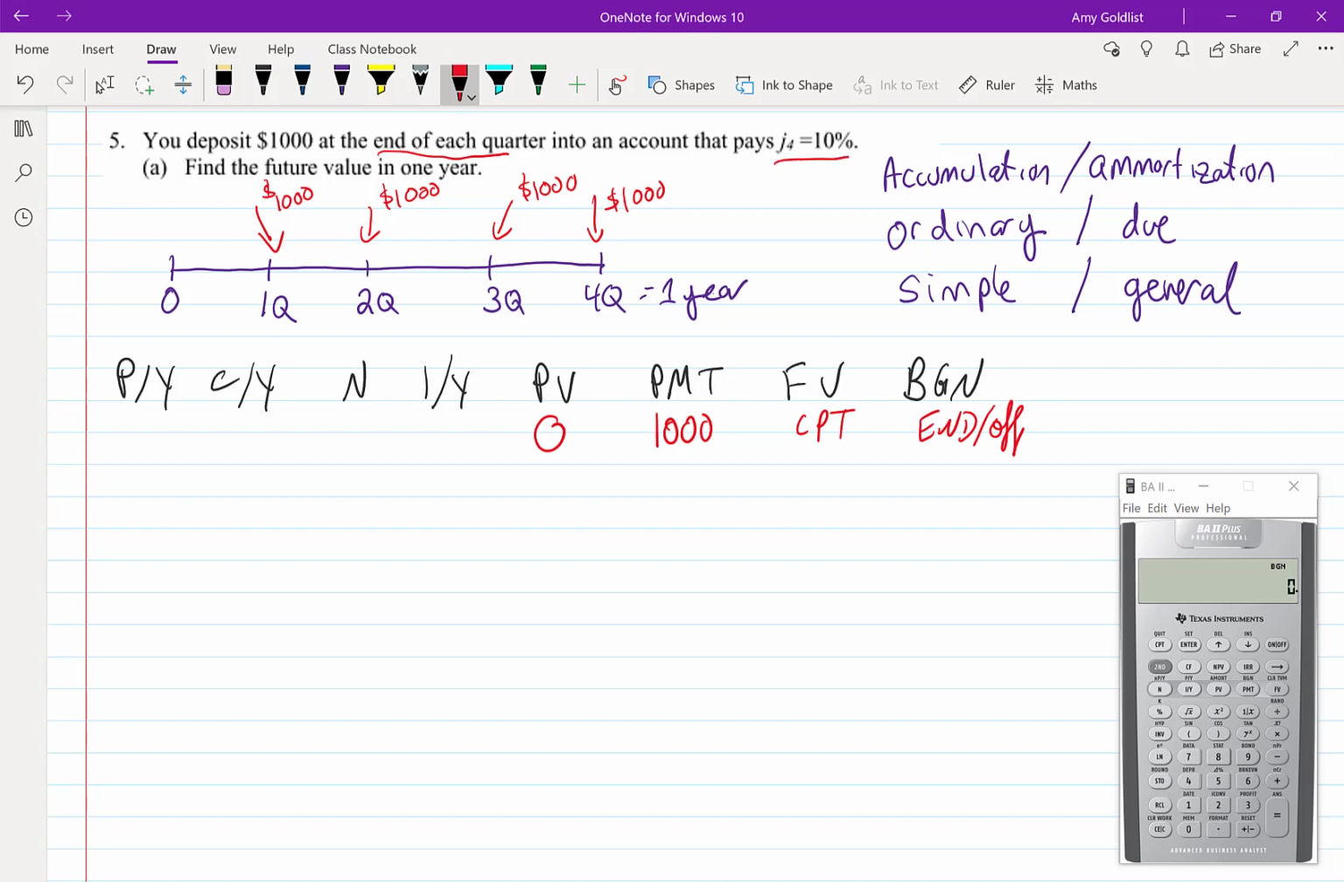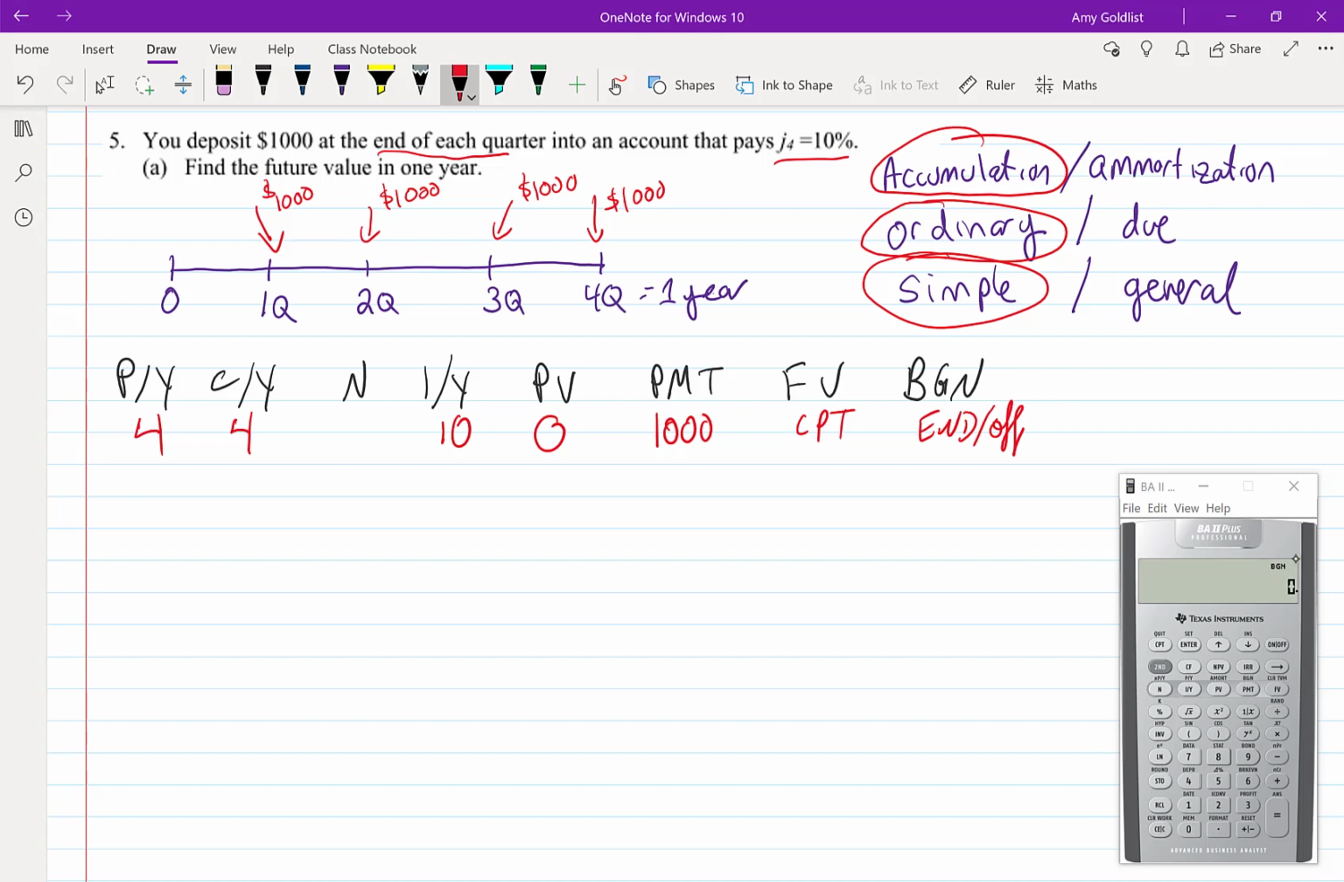J4 equals 10%. 4, 10, and we're making quarterly payments. First of all, we're accumulating money. Our balance is growing. We're making our payments at the end of the quarter, so this is an ordinary annuity. Finally, PY equals CY. This is just a simple ordinary annuity, same as we have had many times before.